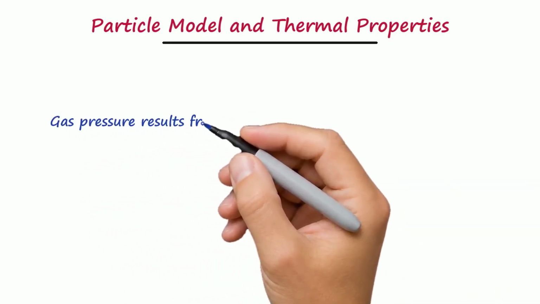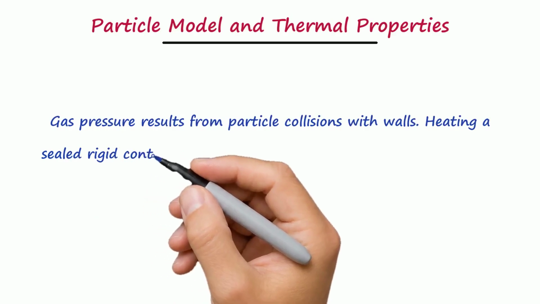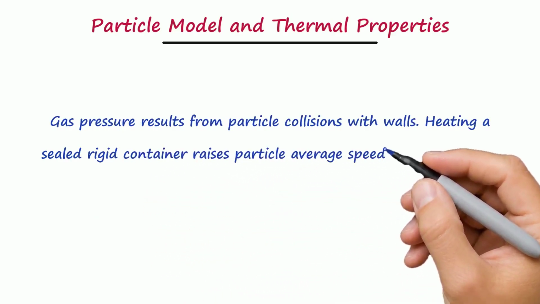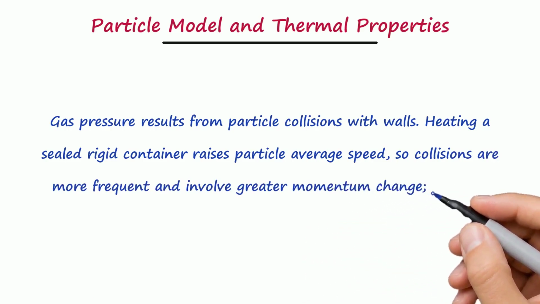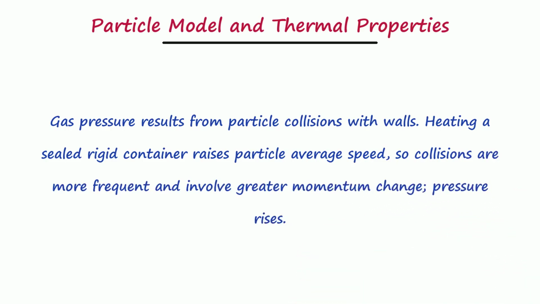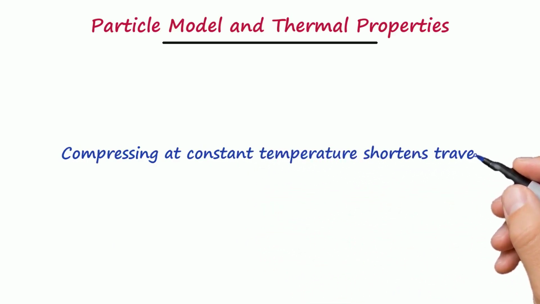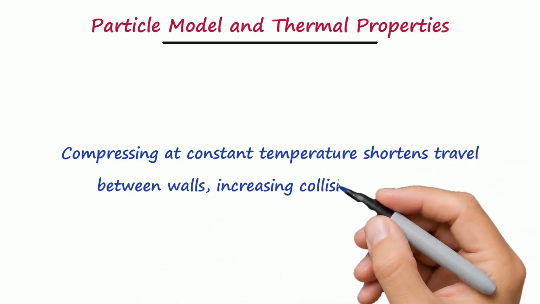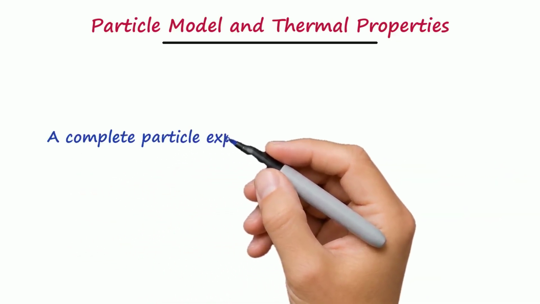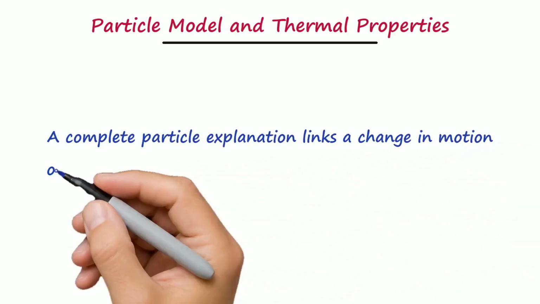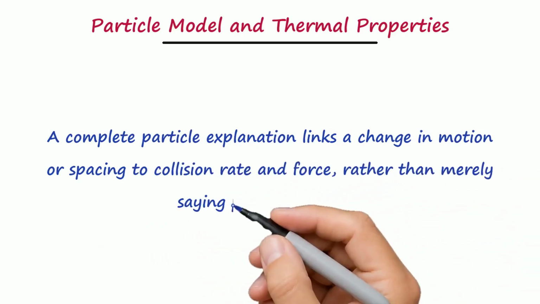Gas pressure results from particle collisions with walls. Heating a sealed rigid container raises particle average speed, so collisions are more frequent and involve greater momentum change. Pressure rises. Compressing at constant temperature shortens travel between walls, increasing collision frequency. A complete particle explanation links a change in motion or spacing to collision rate and force, rather than merely saying particles expand.